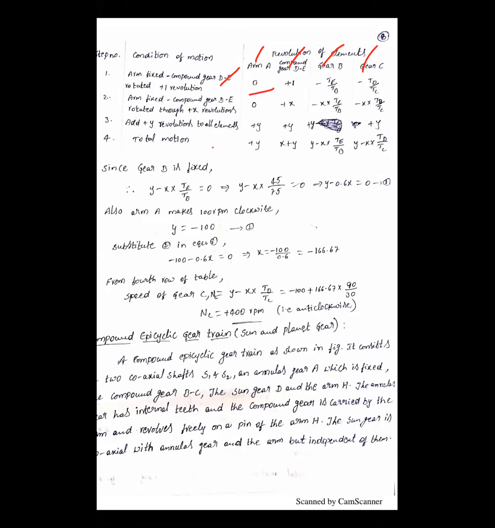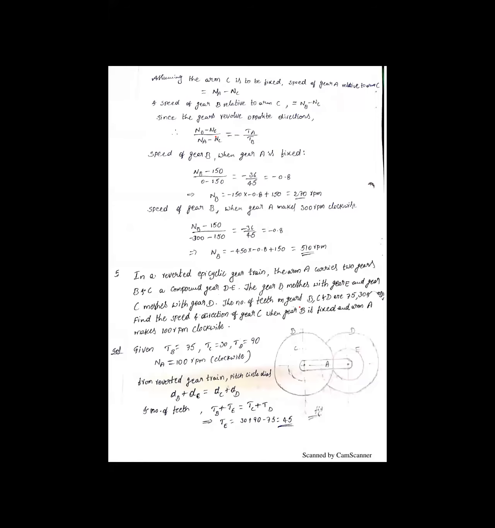So the arm is 0, compound gear DE is +1 revolution, and DE meshes with B. So which gear is meshed with gear wheel B? B is meshed with E. B is meshed with E.